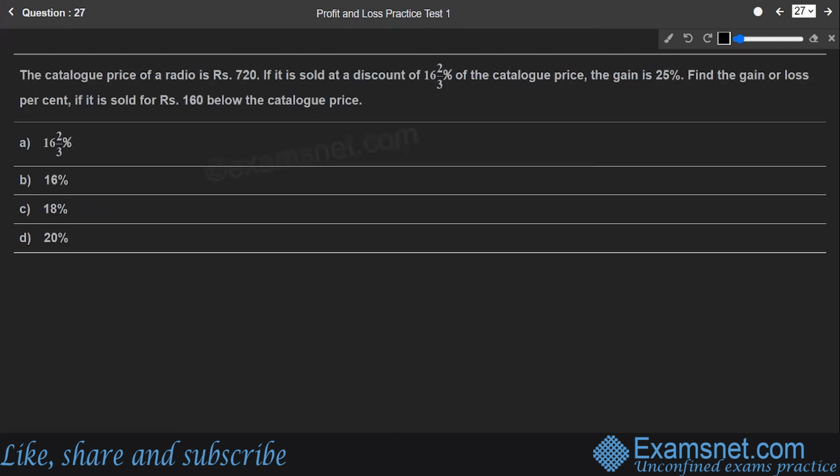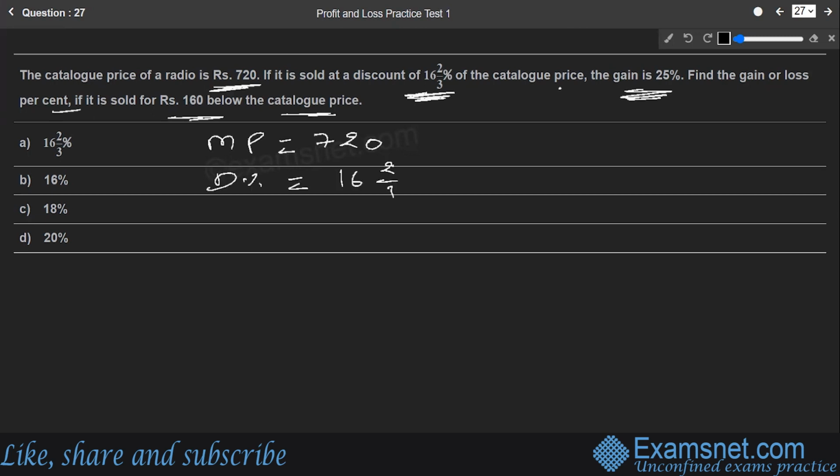Now, the next one says the catalog price of a radio is rupees 720. If it is sold at a discount of 16 2/3% of the catalog price, the gain is 25%. Find the gain or loss percent if it is sold for rupees 160 below the catalog price. Okay, so what all is given to us? We have been given the catalog price, or the mark price rather, that is 720 rupees. We have been given the discount percent, that is 16 2/3%, or in simple fractions 50 by 3%.